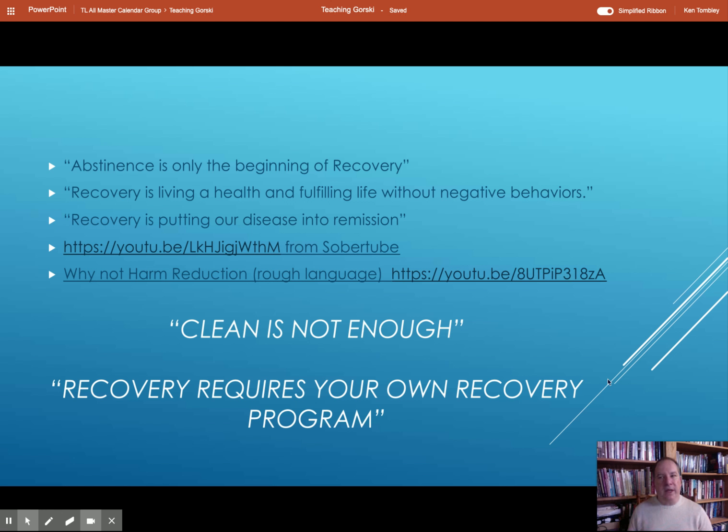So recovery is not abstinence. Recovery is living a healthy and fulfilling life without negative behaviors. And that's, I think, a key phrase for us to understand and to consistently say over and over again. Recovery is living a healthy and fulfilling life without negative behaviors. And so it has a positive understanding to it, a positive focus. So it isn't, hey, did you use? It's, hey, is your life healthy and fulfilling?